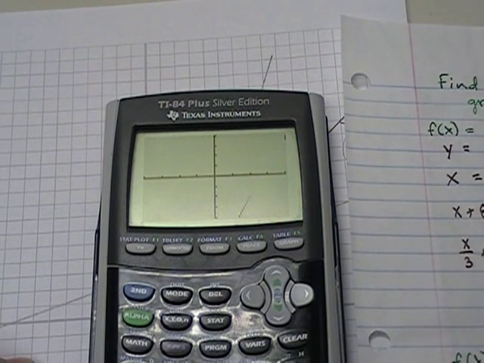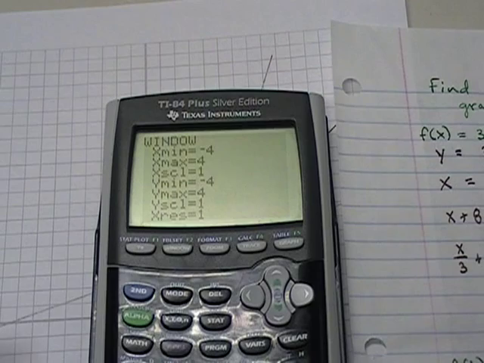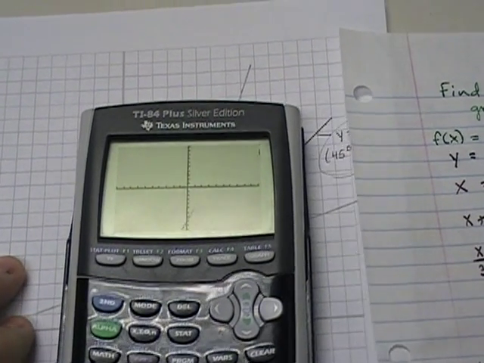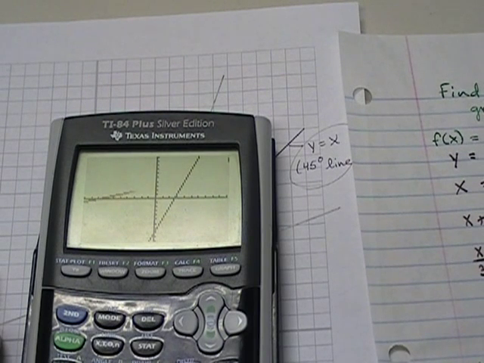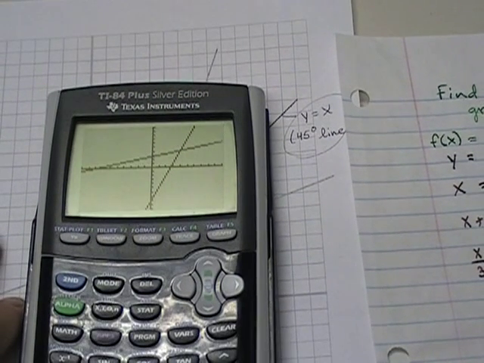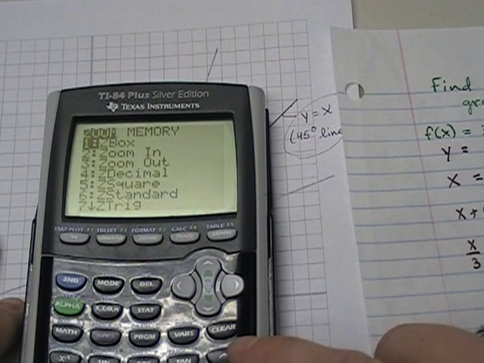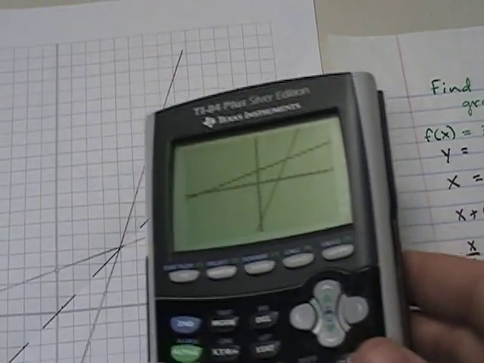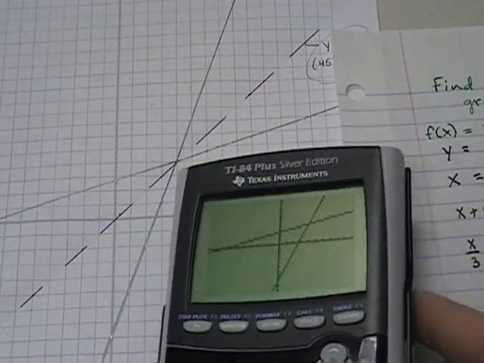And I graph those, and I'll see that these two lines meet and look very similar to, I don't have the same window you guys have. I'll zoom out. By the way, a real quick, easy way to get to this window is if you hit the zoom key. Option number 6 is zoom standard, so you just press 6 and it'll zoom to a 20 by 20 window. And so you can see a very similar graph to what I have on the graph paper.